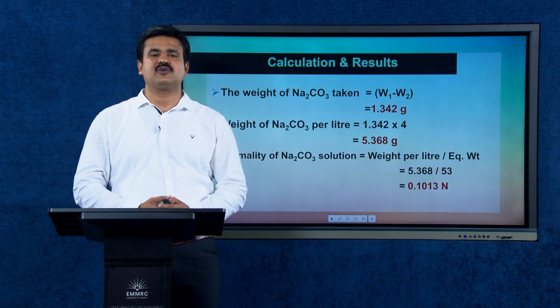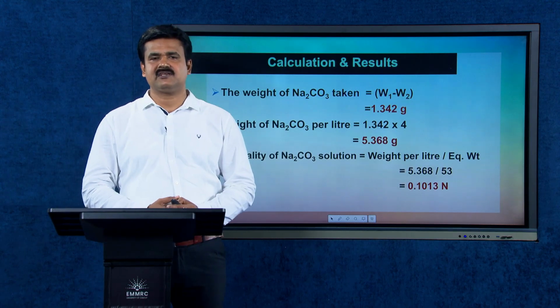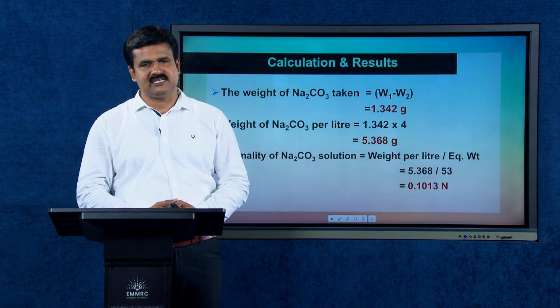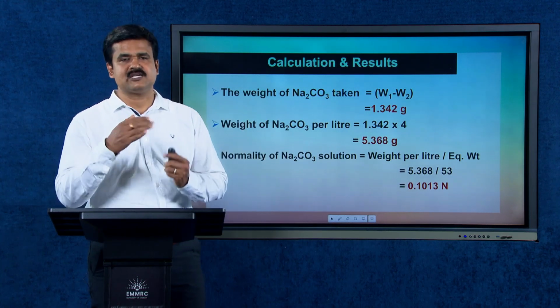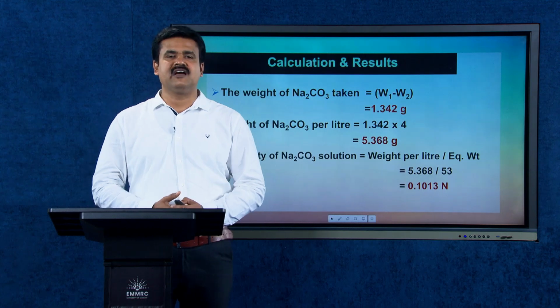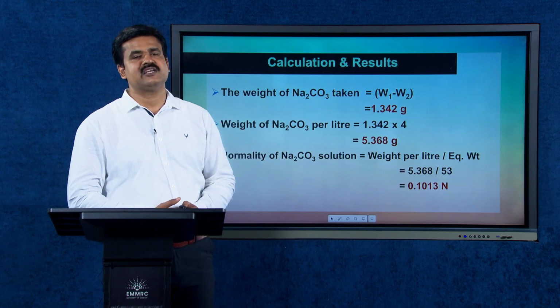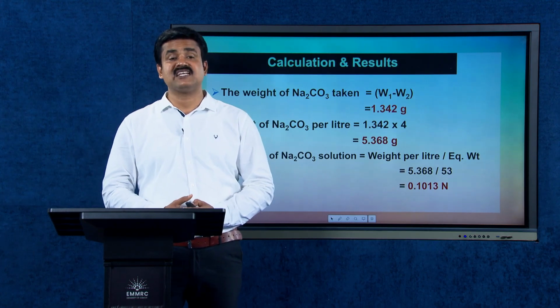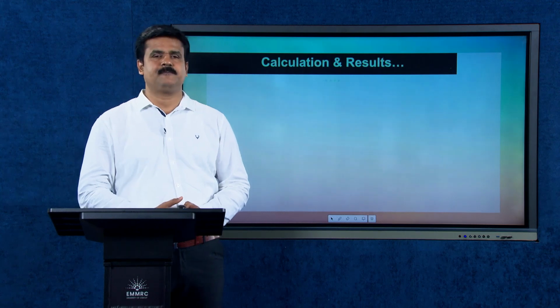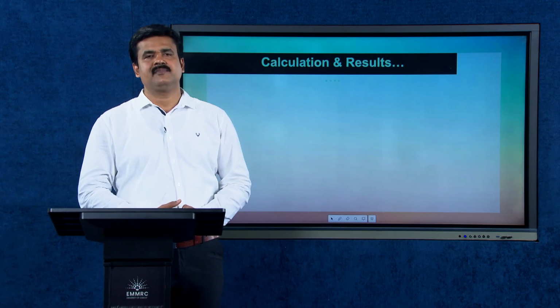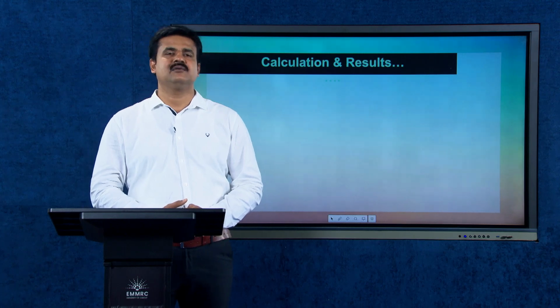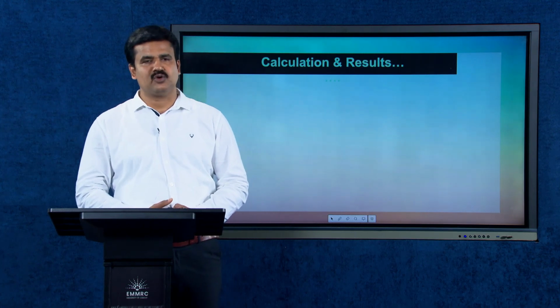In order to get the normality, you have to divide weight per liter by the equivalent weight. So, 5.368 divided by the equivalent weight of sodium carbonate, that is 53. You get the value as 0.1013 normal. So, this is the normality of the standard Na2CO3 solution. So, you prepared standard sodium carbonate solution, and its normality is calculated as 0.1013 normal.